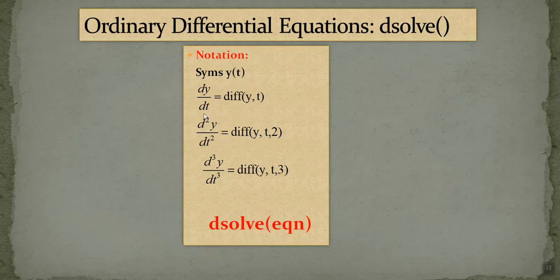This 2 denotes the second order derivative. Suppose if it is the third order derivative, d cube y by dt cube, the notation is simply diff y comma t comma 3. So, this is a simple notation for solving ordinary differential equations. Finally, write the given equation in terms of the diff function, then substitute this equation in the dsolve function. Directly you will get the solution. I will explain with an example.